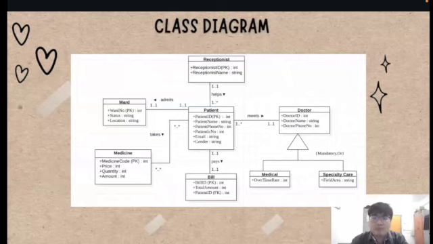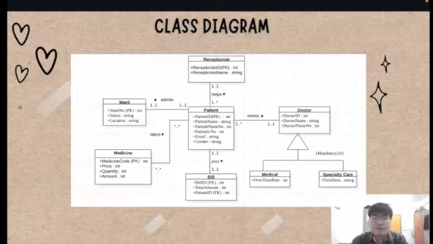And one patient will meet one doctor, and one doctor will meet many of the patients. So the attribute of the doctor is doctor ID, doctor name, and doctor phone number. So the doctor has 2 subclasses, which are the medical and specialty care. And the attribute of medical is overtime rate, and the specialty care is the field area. So the rules is mandatory all.